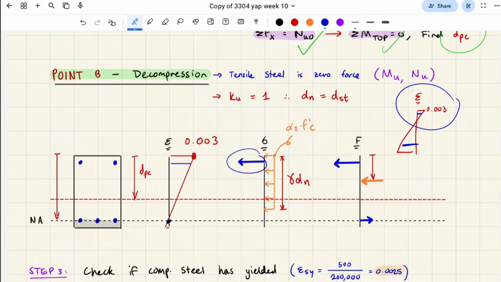So you would be right in that assumption, but it's actually more likely that they have yielded in the case of decompression, because they're really far away from the neutral axis. How far a bar is from the neutral axis is what determines whether it's yielded or not. Right. Yep.